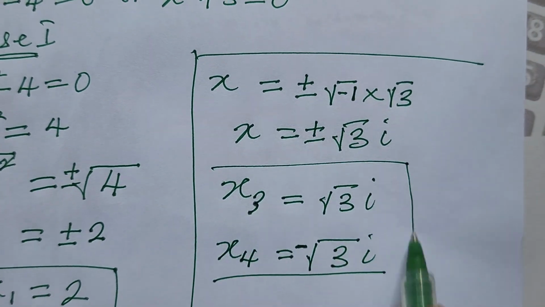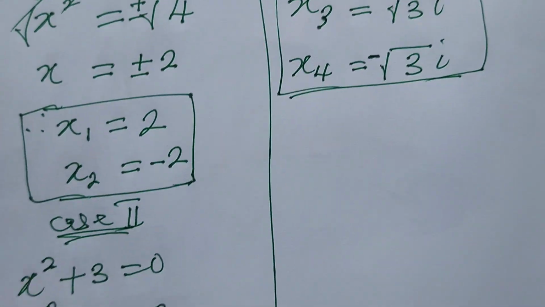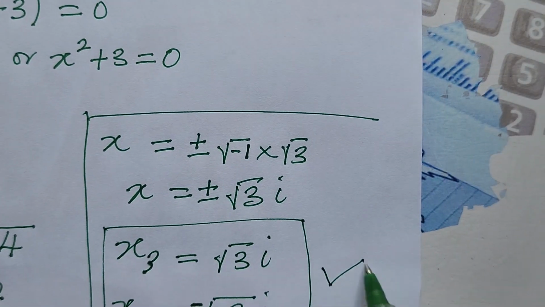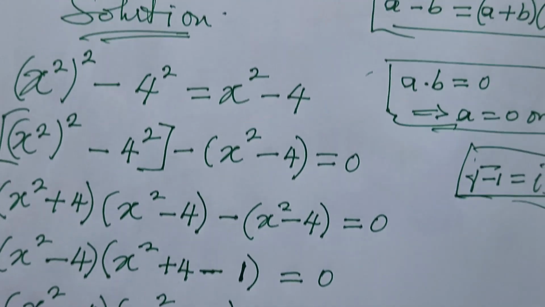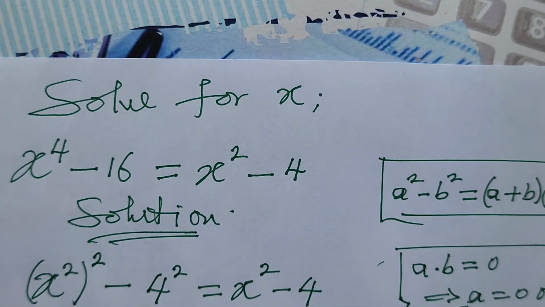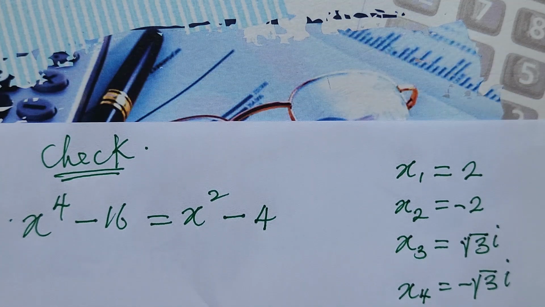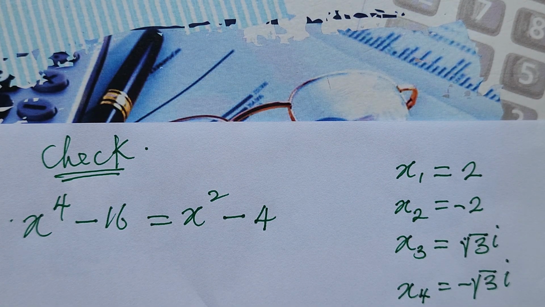So in all we have 4 roots for this problem, which are these. But here we want to do a simple check whether all 4 roots satisfy the original equation. Look at our original equation here. So let's do a check. This is the first root, so we want to check the first root, which is 2.